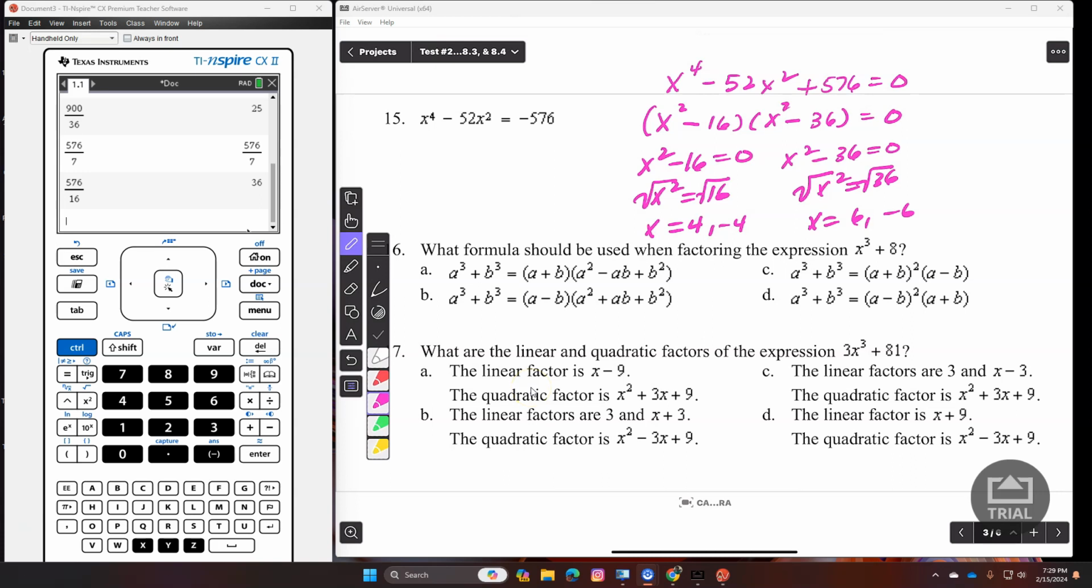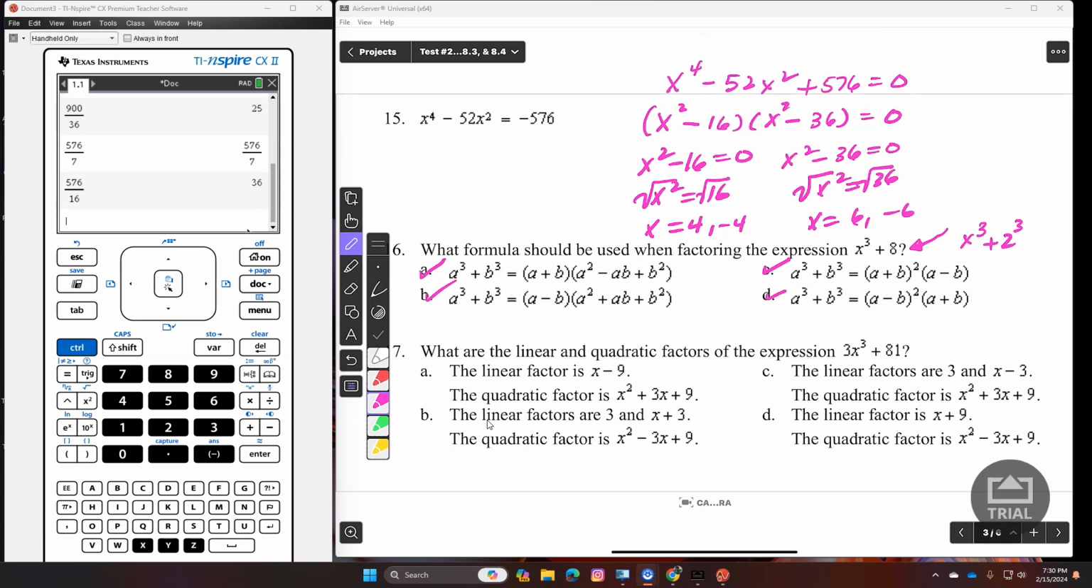What formula should we use to do the sum of cubes? Because 8 is a cube. It's x cubed plus 2 cubed. So remember, it has to be the one that has a plus b. So it's either going to be a or c, and also d. It could also be b. Okay, so there has to be a difference.